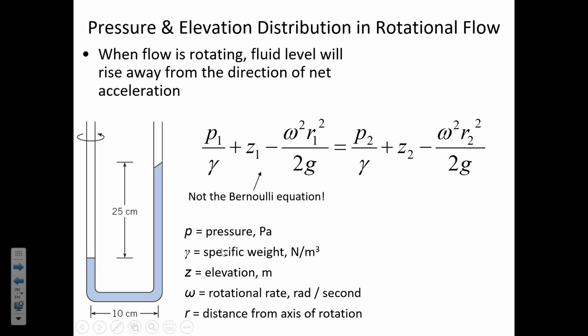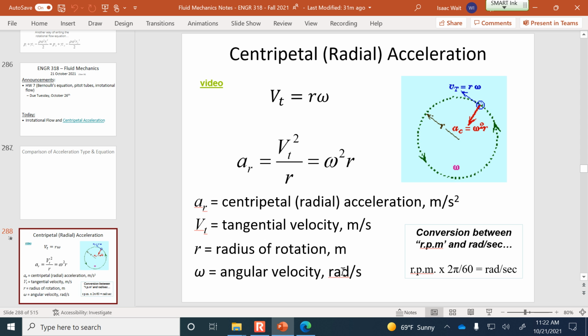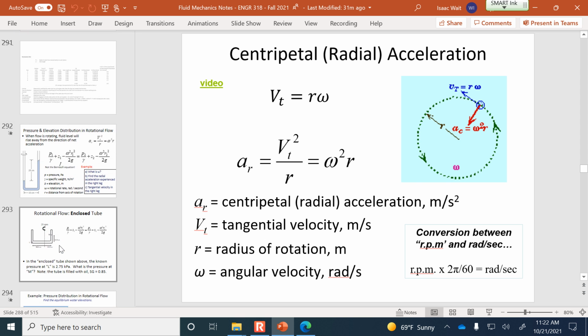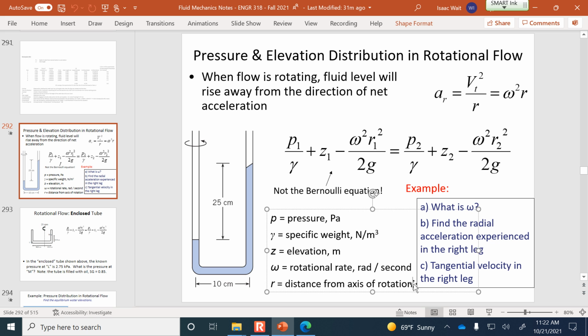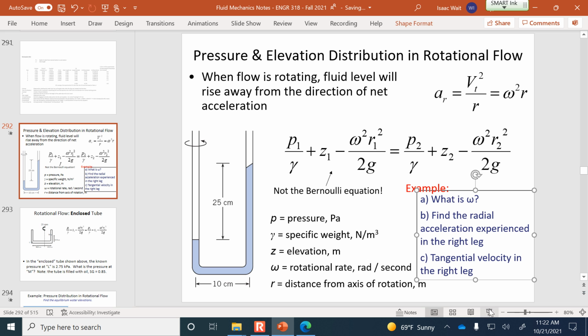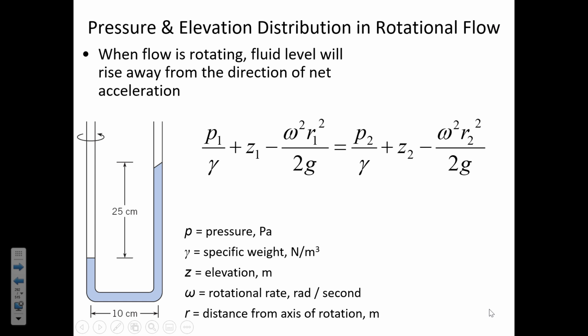So you'll notice that all of these terms have the same units that we've added for them before, like pressure has units of pascals, elevation has units of meters. When we substitute the rotational rate into the equation, it needs to be radians per second, and then the distance from the axis of rotation should be in meters. And that's missing from the slide. Let me just add that. Meters. Okay. So it's not the Bernoulli's equation.